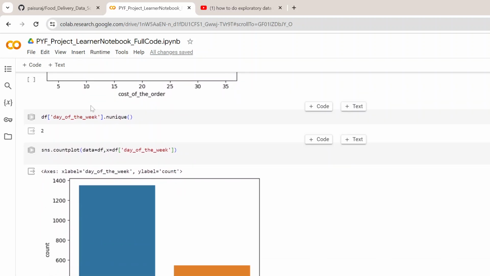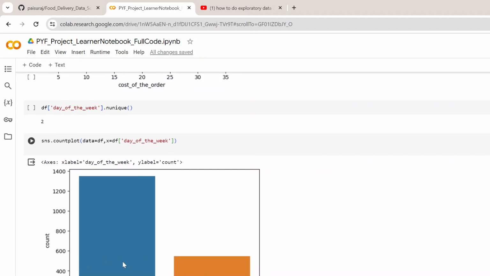Days of the week. We can see that for days of the week, there's two unique values. And then as we plot it in Seaborn, we can see that within this data set, there's weekend and weekday. Perhaps this is a good metric to know because maybe, let's say, there are more food orders during the weekend because people are relaxing at home versus the weekday.